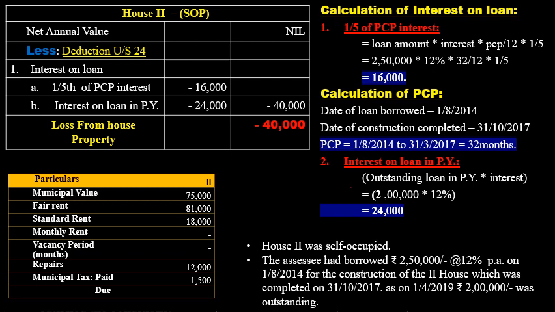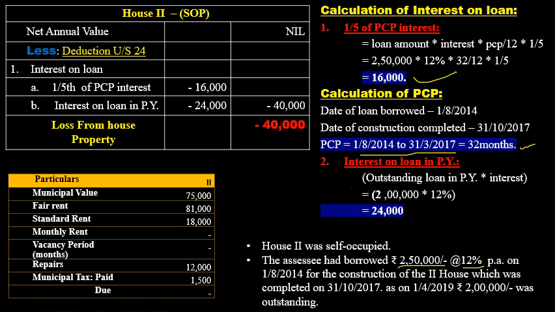The loan borrowed is 2,50,000, the rate of interest is 12%, and PCP you will get as 32 months. The date on which the loan was borrowed, 1st August 2014, to 31st March 2017, is called the pre-construction duration. The total months from 1st August 2014 to 31st March 2017 is 32 months. So 32 months is the PCP. So 32 by 12 into 1/5, you are going to get 16,000 as 1/5 of PCP interest.